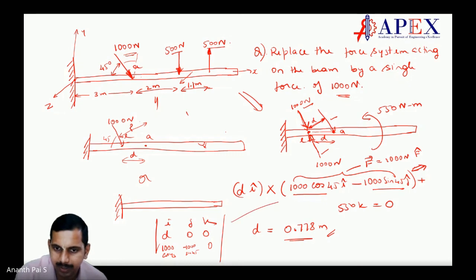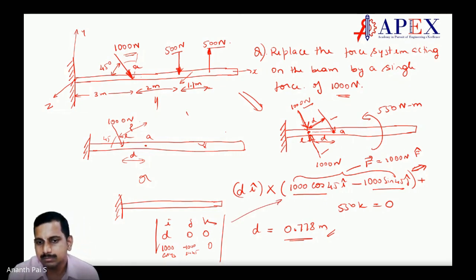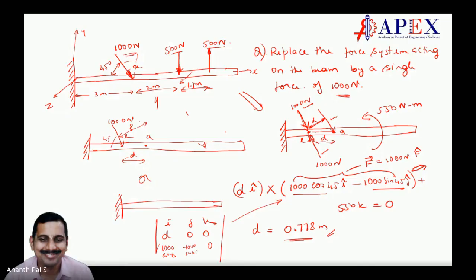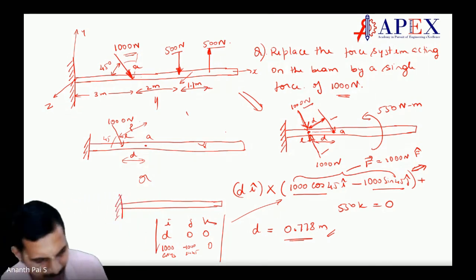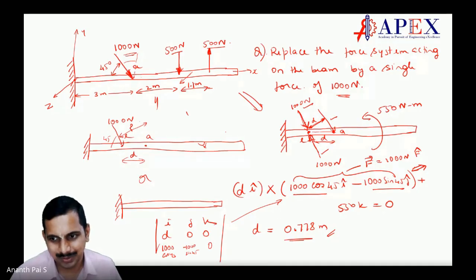K is 0. The 550 k is separate. This will come as k only, observe here. This comes 1000 sin 45 k. Do it. When you put pen on paper, only then you understand. Do not skip the methods. Be meticulous. I made a mistake by taking 550 k also as part of that vector. No, it's not, it is plus here.